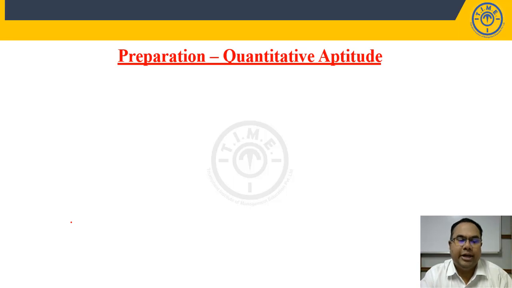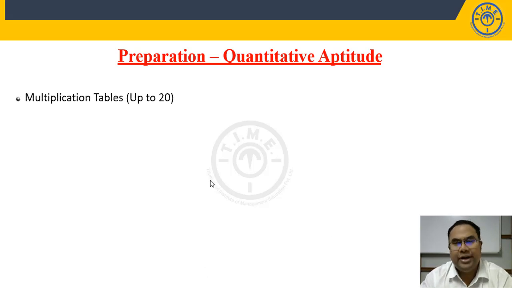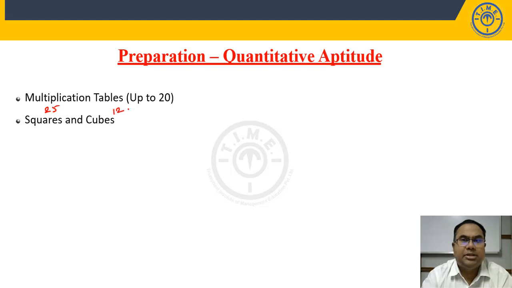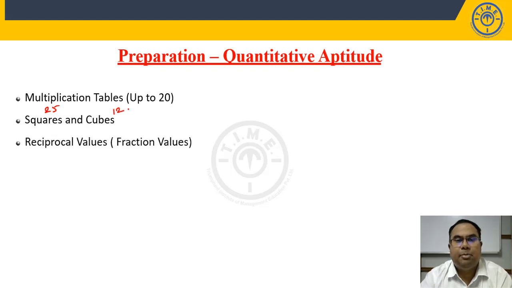Preparation for quantitative aptitude. You should be ready with multiplication tables first. Up to 20 tables, preferably 20 multiples, or at least 10 multiples, is compulsory. Then squares of the first 25 natural numbers, cubes of the first 12 natural numbers, reciprocal and fraction values, 1 by 2, 1 by 3, 1 by 4, and so on up to 1 by 12, including their multiples.